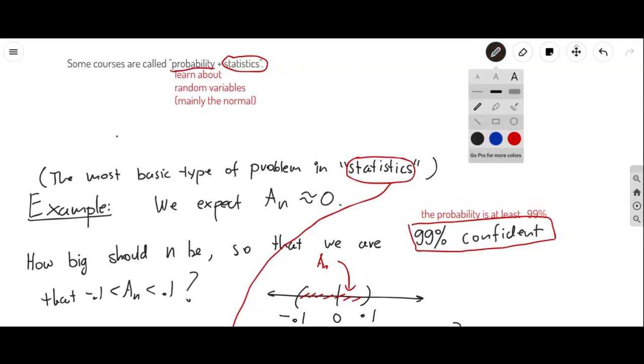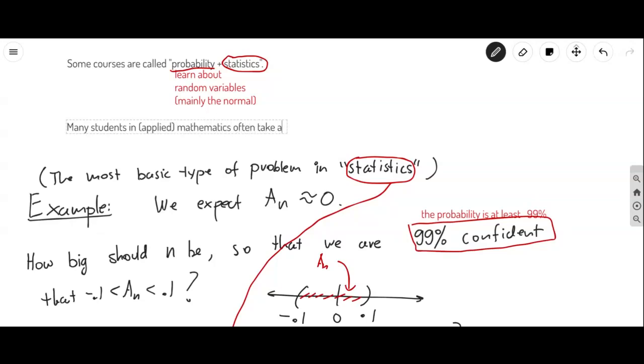And there's another type of course. Many students in applied mathematics often take a course called mathematical statistics. And what exactly is that? Well, in mathematical statistics, what you basically do is you solve various statistical problems. Like, for example, the problem that we just presented, that's the polling problem. But there are many other commonly occurring statistical problems that come up quite often in science.